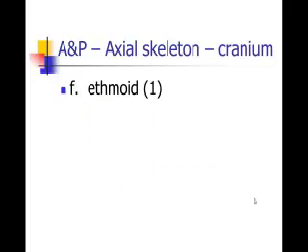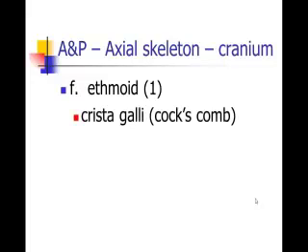We have the ethmoid bone. Ethmoid bone is about the size and shape of a walnut. There's only one, and it has several parts that are kind of important. We have the crista galli. Translated, that means cock's comb. The cock they're referring to here is a chicken, right? A male. I would say it looks like a sailboat sail.